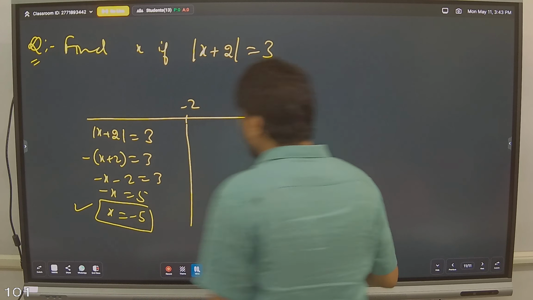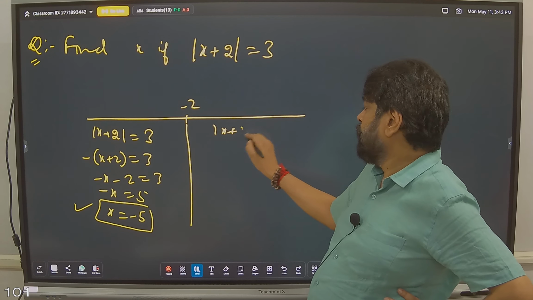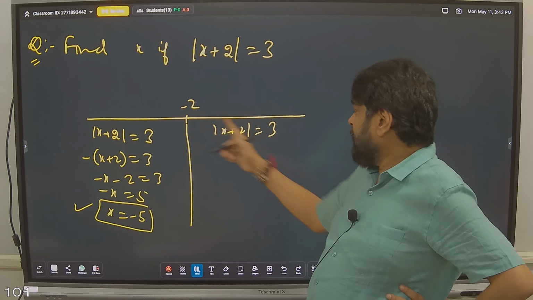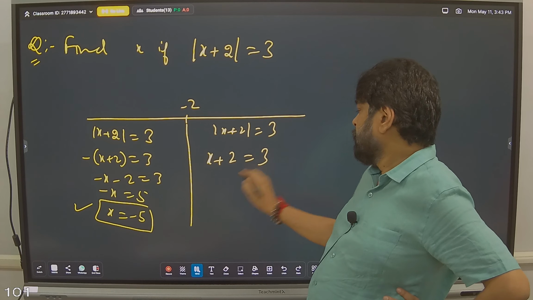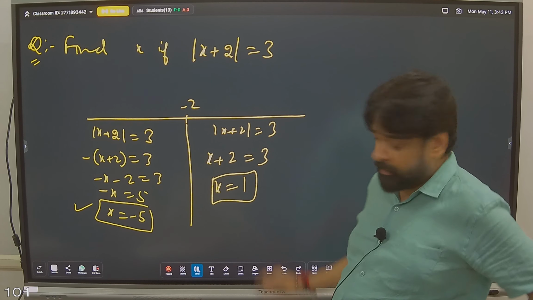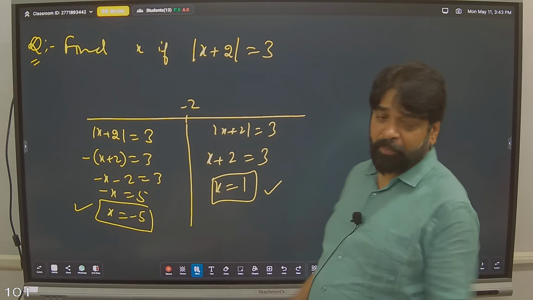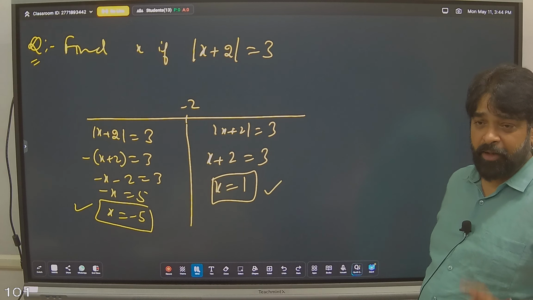After -2, what will happen? Mod of x plus 2. After -2, it's a positive quantity. Can I accept it? Yes. How many of you got it properly like this? Is it clear to everybody?